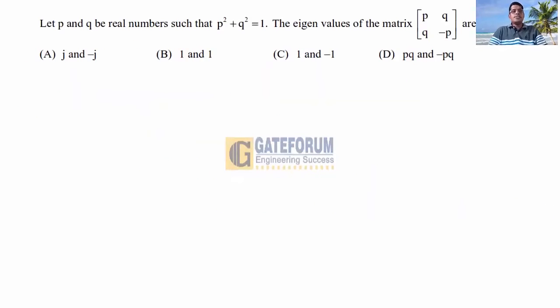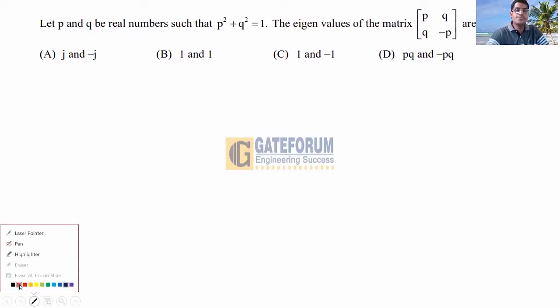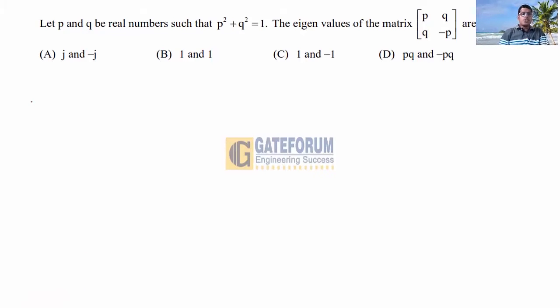The question is: let p and q be real numbers such that p square plus q square is equal to 1. The eigenvalues of the matrix p q q minus p are, four options A B C D given. This question is from engineering mathematics, from the topic linear algebra, subtopic eigenvalues. The solution is: now, p square plus q square is equal to 1. This is given.